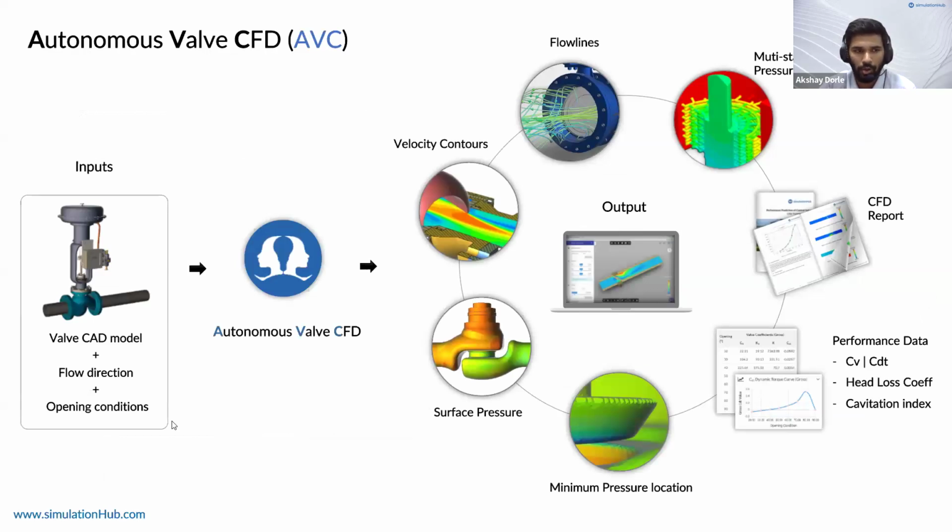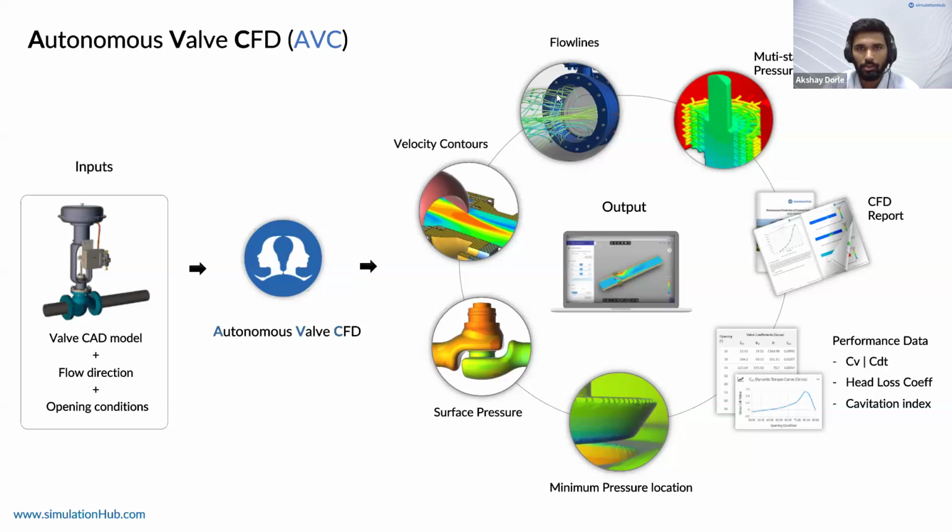So this is the usual workflow of how a simulation would take place in AVC. You just input the CAD model, flow direction, and openings. The Autonomous Valve CFD, which is powered by all the complex logic of conventional CFD, is inside this app, which we have written the algorithms for, and we have designed the app such that. And what we get at the end is flow insights.